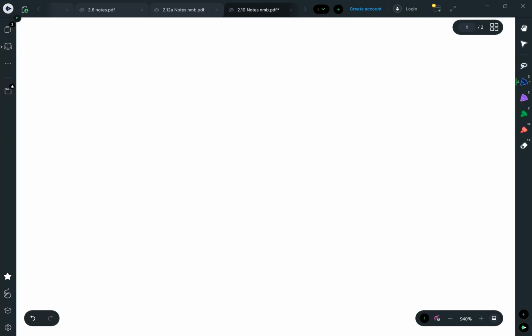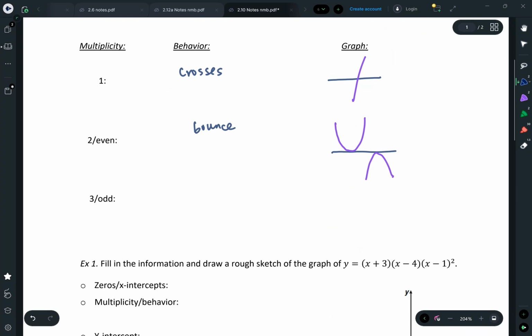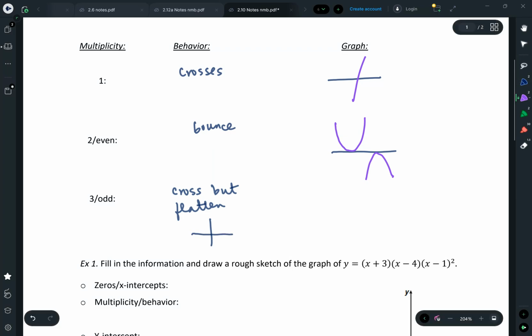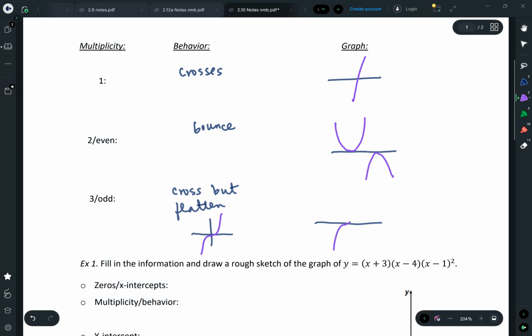The next one, if it's third power and we're looking at again an odd, it's going to cross but flatten. The way I'm thinking about this is like a cubic function. If I think about y equals x cubed, it looks something like this. That's what we're looking at for this third power. It's going to cross, but it's going to do this weird flattening thing as it's crossing. So it's going to go something like that shape.